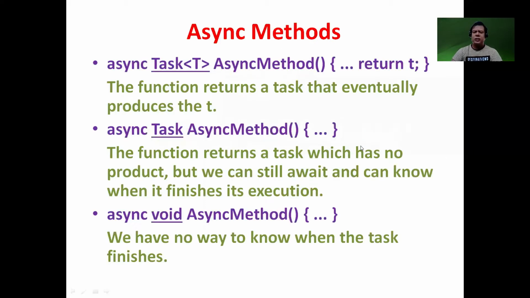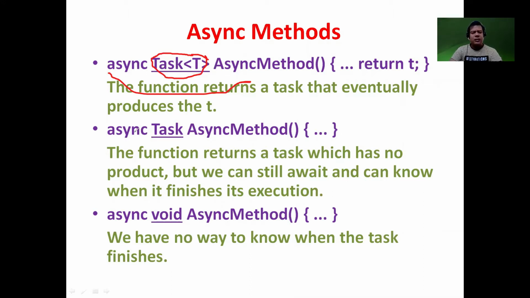Async void means the method is asynchronous and the return type is void. It means the method is returning void. Here, we are looking at three types of signature. The first one is async Task<T>. It means the return type is of type Task<T>, where we also provide the return type, whether it's a string, a list, or whatever it may be.